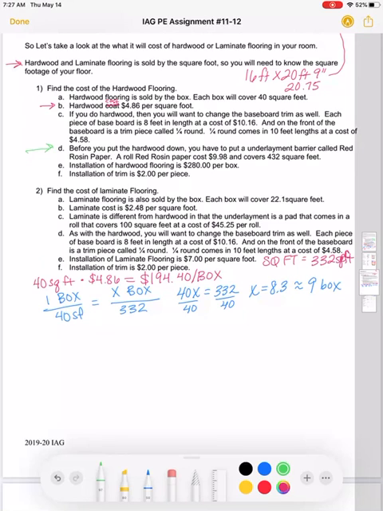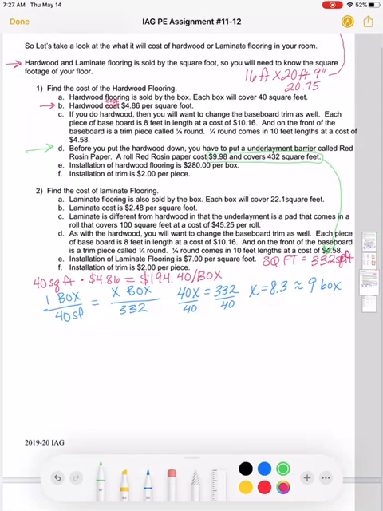Right here it says before you put the hardwood down, you have to put an underlayment called red rosin paper. Red rosin paper costs $9.98 and covers 432 square feet. Okay, so 432 square feet per roll. Here is the size of my bedroom, 332 square feet. That is less than 432. So I only need one roll.